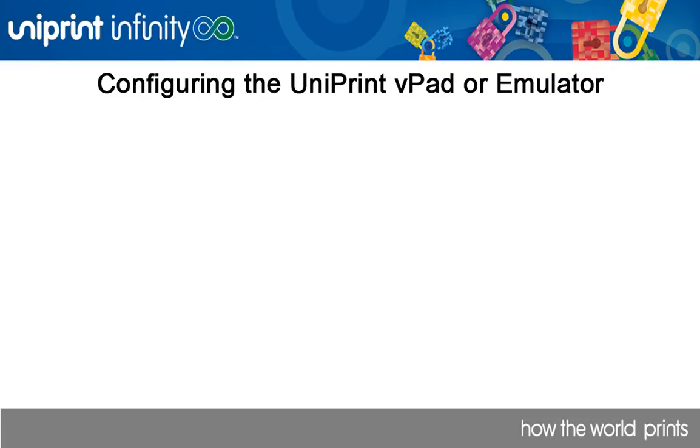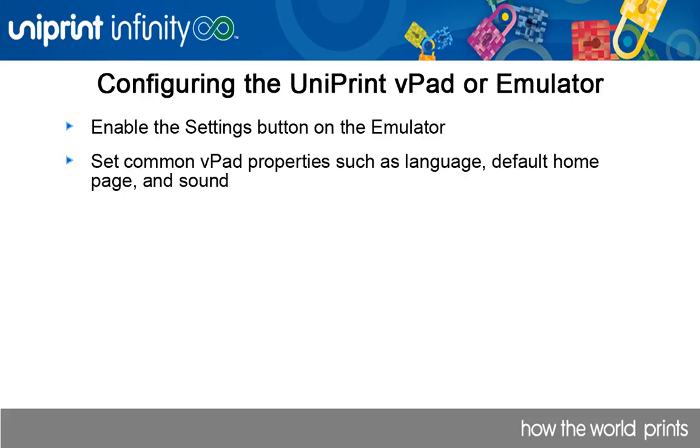In this video, we'll demonstrate how to change some common vPad properties, both directly on the vPad or emulator, and remotely through the UniPrint Management Console. To start, we'll re-enable the Settings button on the emulator through the UniPrint Management Console. Then we'll change the vPad interface language, the default homepage, and the sound on the vPad, before returning to the UniPrint Management Console to change them back again to the original settings.